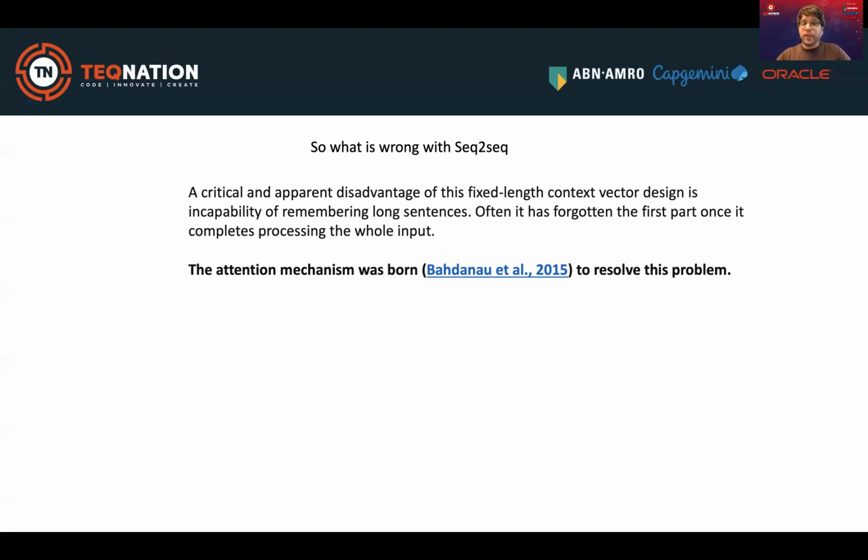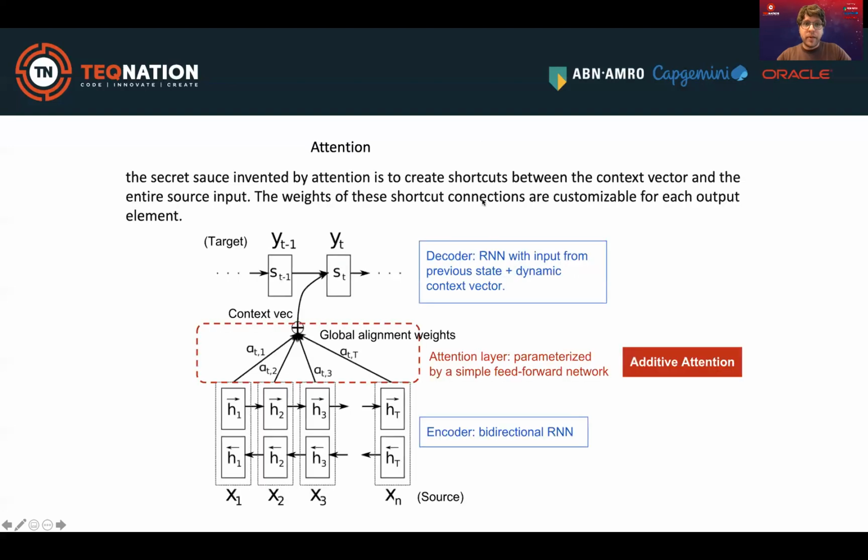This is a big problem and is solved by the attention mechanism. The attention mechanism is an intermediate layer that you put between the encoder and the decoder. This layer is parameterized in a simple way to put attention on a couple of words within the sentence that have the highest meaning. So the secret sauce is to create shortcuts between the context vector and the entire source input. The weights of these shortcut connections are customizable for each output element.